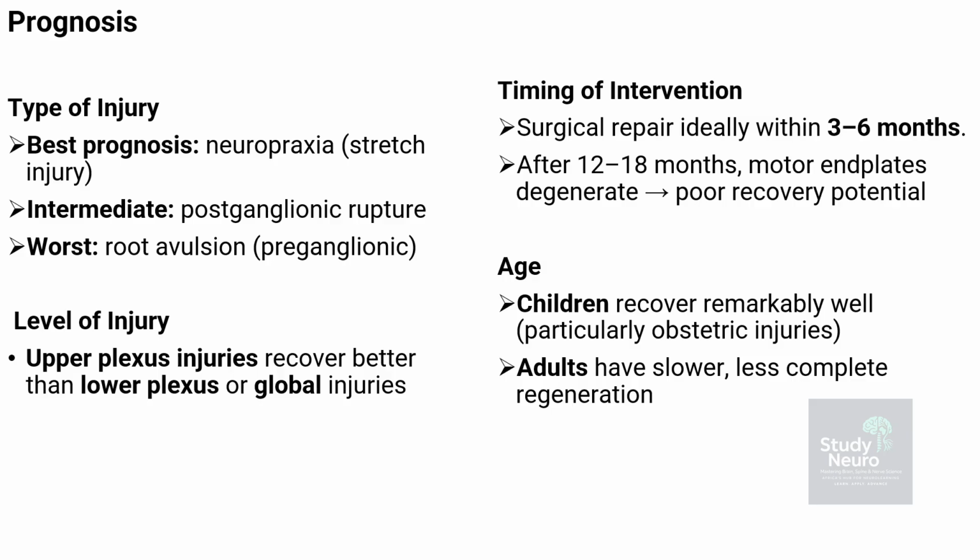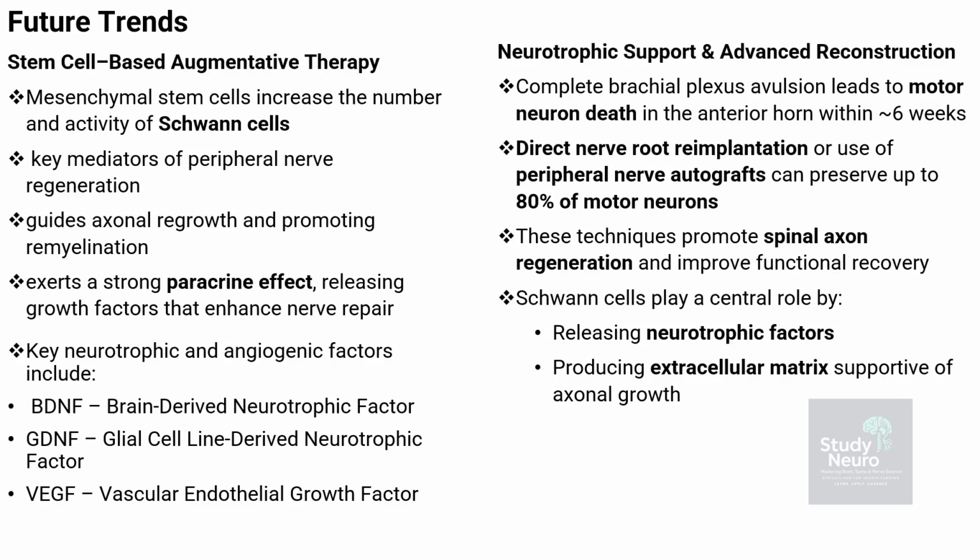Timing is equally critical. When surgery is needed, the best results are seen if it's done within the first few months. Delayed intervention reduces recovery potential as motor end plates gradually degenerate. Age further influences outcomes. Children, especially those with birth-related injuries, often recover remarkably well, while adults tend to experience slower and less complete nerve regeneration.